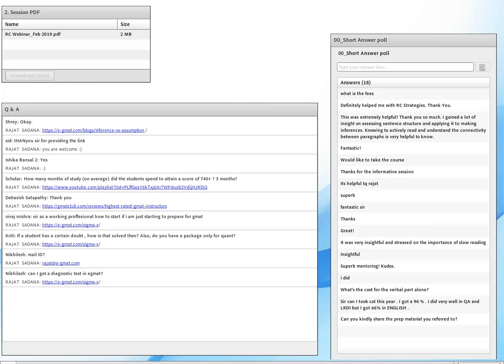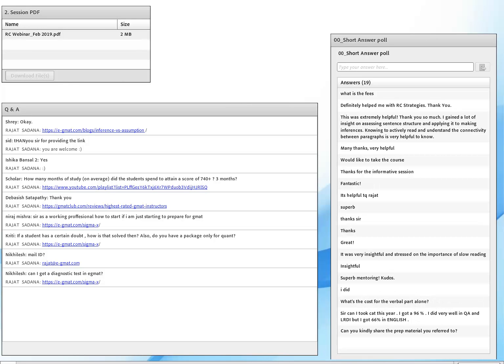What is the fees? The fees is listed on our website. So if you go to e-GMAT.com, you have various courses. You can really see the fees. And you see the prices in US dollars, because when we charge in US dollars, if you are in other parts of the world other than US, you don't pay any sales tax. So people from India, for example, don't pay the GST, so you save about 18%. We have an option of paying in Indian rupees, but then you end up paying the GST.